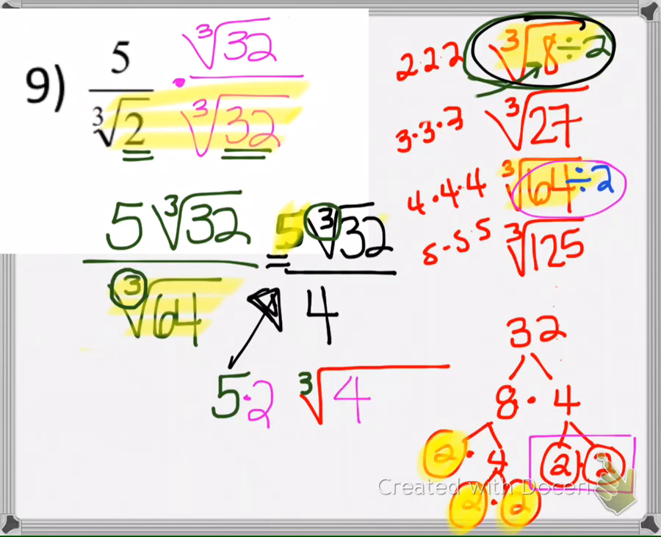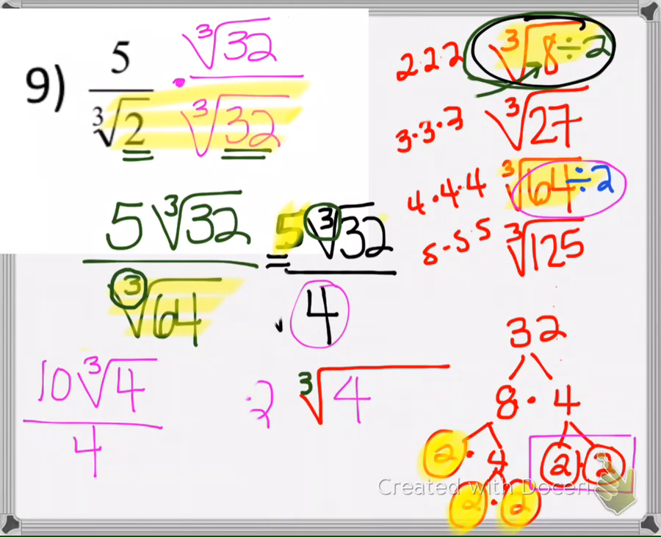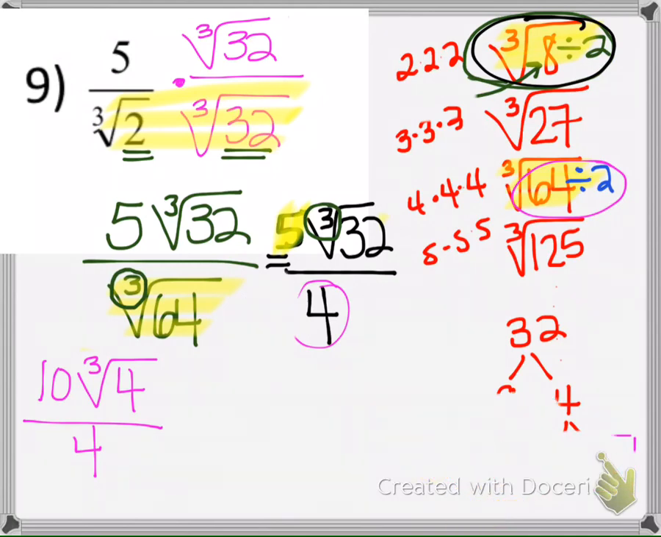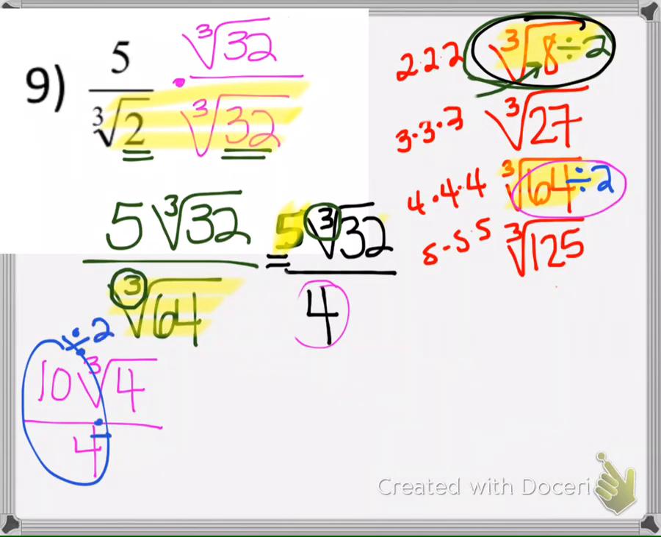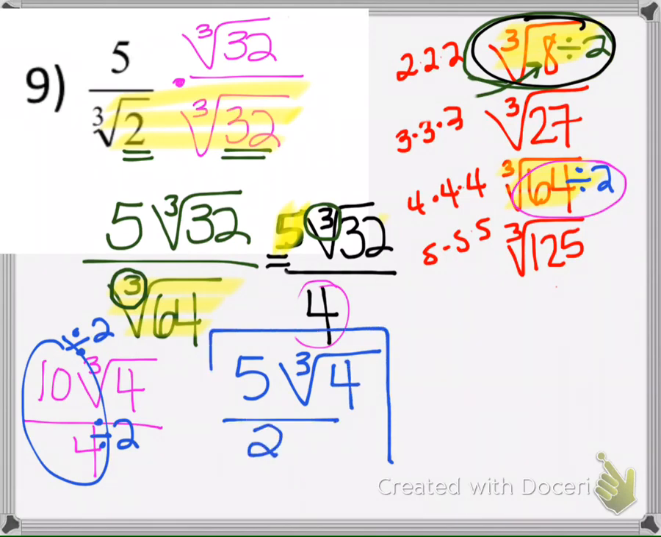So we would have 10 cube root of 4 in the numerator, and then we have this 4 in the denominator. So now we can simplify right here. 10 over 4, we can divide them both by 2. And we would get 5 cube root of 4 over 2, which is exactly what we got when we used 8, which was easier. We didn't have to do this last part, the simplifying part, because we picked the smaller number.